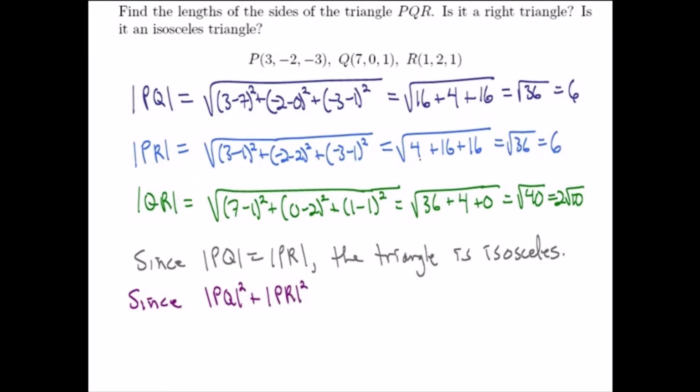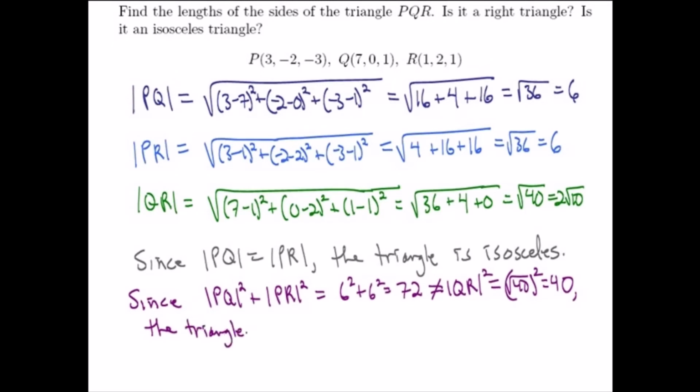right triangle, that's equal to 6 squared plus 6 squared, which is 36 plus 36, or 72, does not equal what would be the hypotenuse squared, the square root of 40 squared, which is 40. 72 does not equal 40. The triangle is not a right triangle. So we did have an isosceles triangle, but we did not have a right triangle.